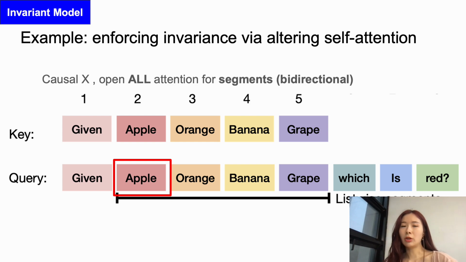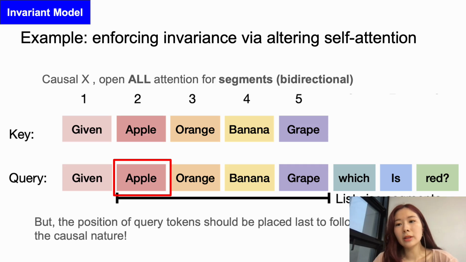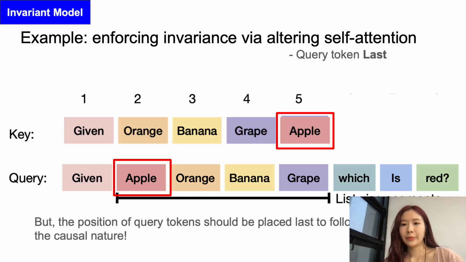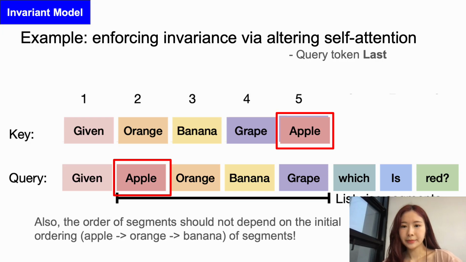Positional bias comes from two characteristics: the first one is the positional ID assignment, and the second one is the causal attention, so we need to mitigate both. To align with the autoregressive nature, we enforce the position of apple as key tokens to be the last, which makes the ordering of key tokens change this way.